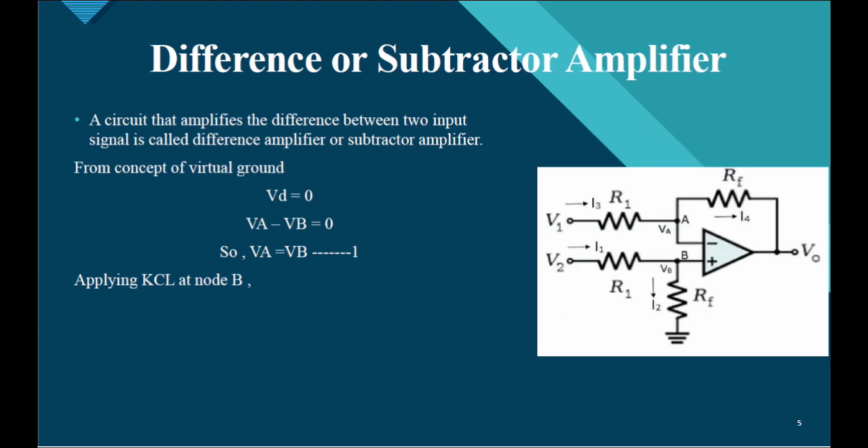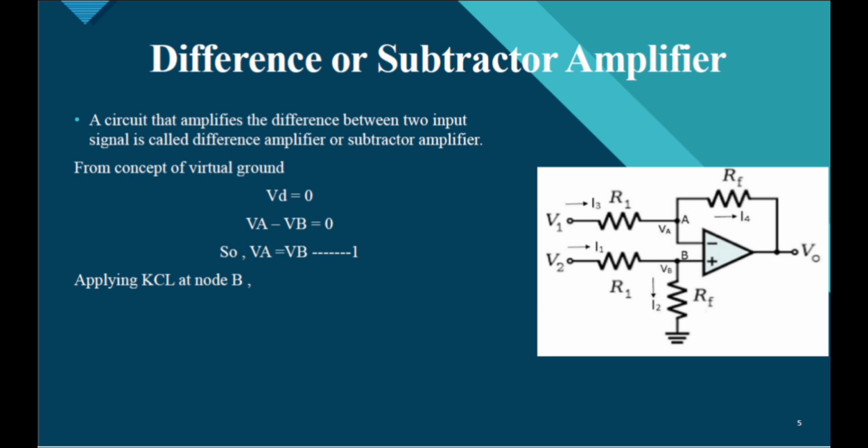Difference amplifier. A circuit that amplifies the difference between two input signals is called a difference amplifier, or subtractor amplifier. The diagram is shown below. Having the voltage VB, the feedback resistance RF with current I2, also the voltage V2, the resistance R1, current I1, and we have the point voltage VA and current I3 with resistance R1 with voltage V1, and resistance RF with current I4 with output voltage V0. So from the concept of virtual ground, VD is 0, so VA minus VB is also 0, so we can write VA is equal to VB, equation 1.